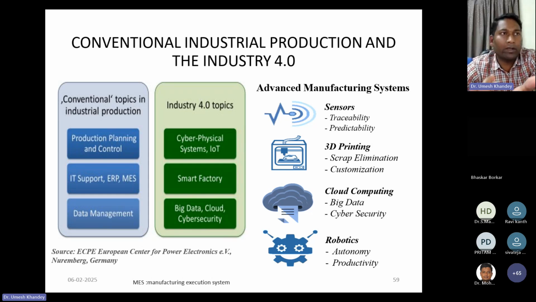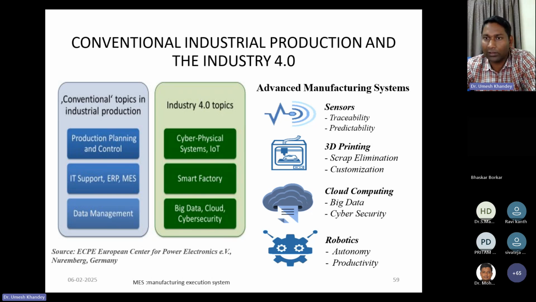for predicting where the particular product is placed on the shop floor while going through a certain sequence of operations; that you can track with the help of sensors. Then 3D printing: scrap elimination and customization of the product are easily done with the help of 3D printing. Next, cloud computing, big data and cyber security have a major role. Robotics has a role for autonomy and productivity.